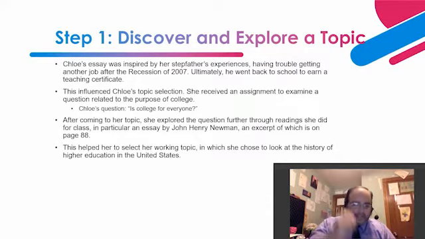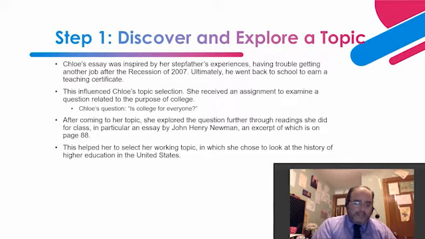Now, page 88 in the textbook, the second page of the chapter, there is an excerpt from Chloe's interpretation of Newman. Okay, some of what Newman had to say. It's being filtered through Chloe. Okay, I'll just read this real quick.